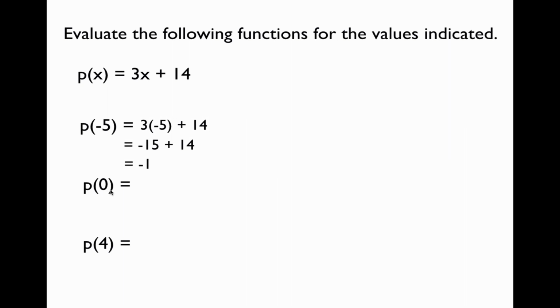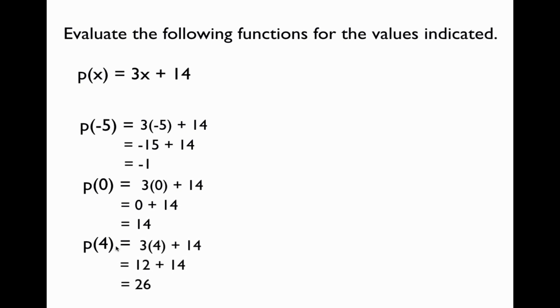Let's try p of 0. We plug in a 0. We get 3 times 0 plus 14. That would be 0 plus 14, which is just 14. So p of 0 is equal to 14. And finally, p of 4 would equal 3 times 4 plus 14, which is equal to 12 plus 14, which simplifies to 26. So p of 4 is equal to 26.